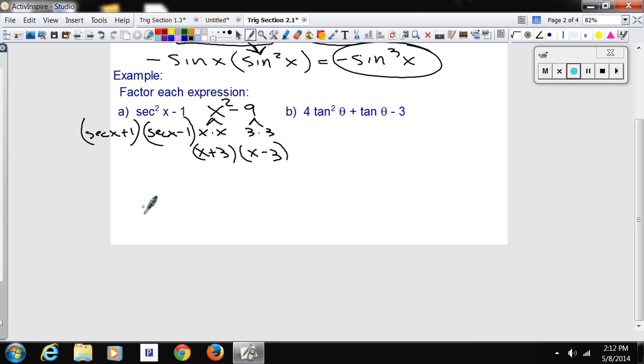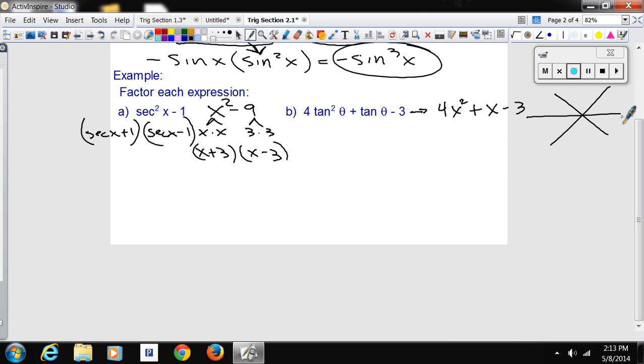Take out the tangents and write it like this. 4x squared plus x minus 3. I took out all the tangents. I like x better than theta for algebra, so I would use x there. And I would see if I could factor this down. You remember your algebra? I know in my students I taught them the star method.